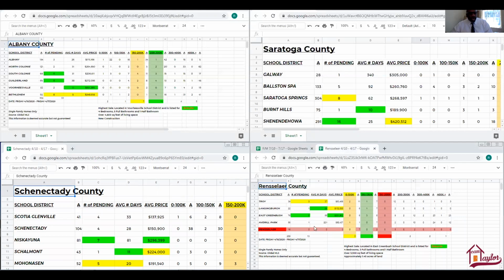And then Rensselaer County, only Rensselaer itself was the school district that did not have any sales. And there were no sales between 150 and 200,000. So overall, pretty good week compared to last week. Compared to last year, we're down quite a bit, but we will keep an eye on that. And we'll see you next Monday to see which way we're trending then.